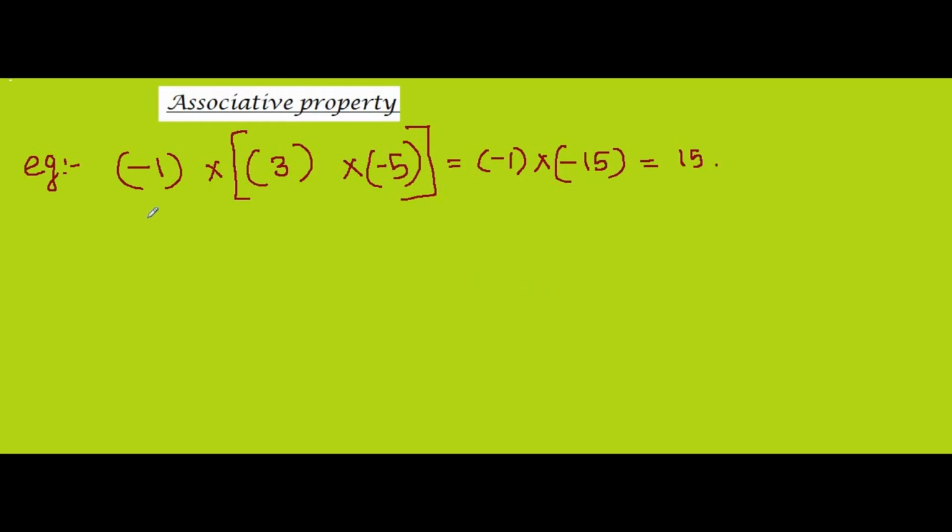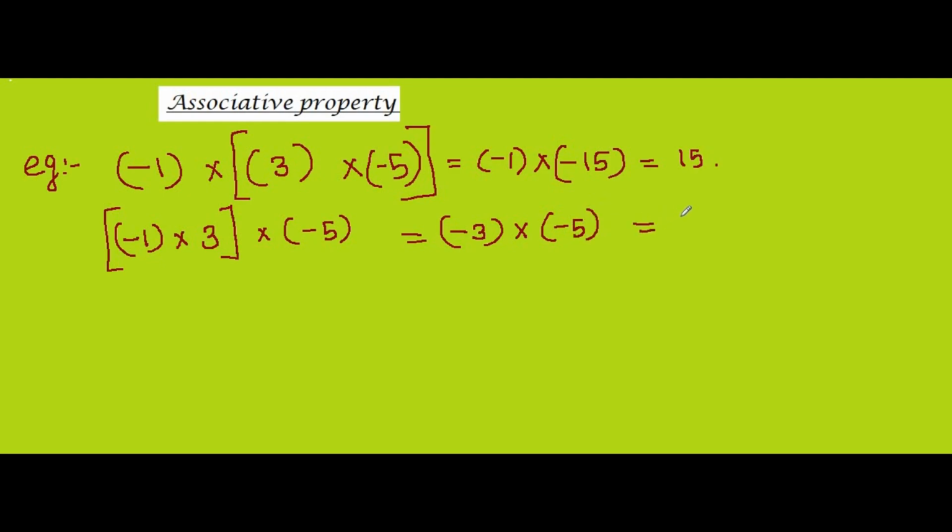Again we can arrange it like negative 1 times 3, all times negative 5. So here we group negative 1 and 3 together. Negative 1 times 3 is negative 3, into negative 5. Again the product is a positive number. 3 times 5 is 15. Correct.